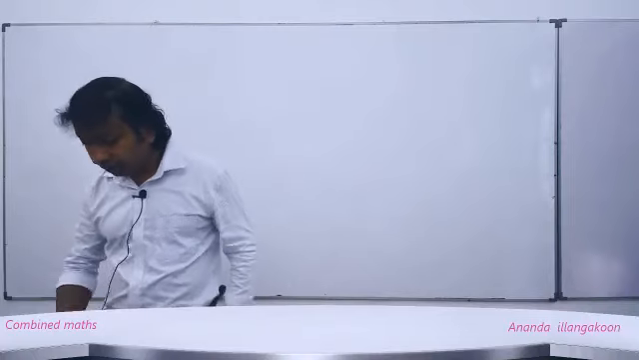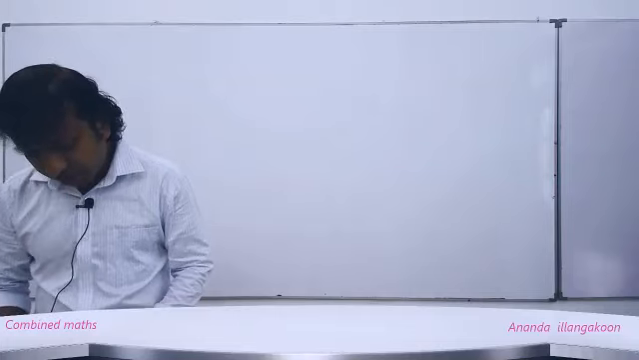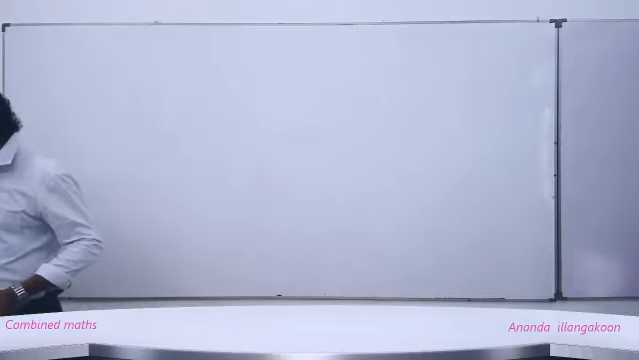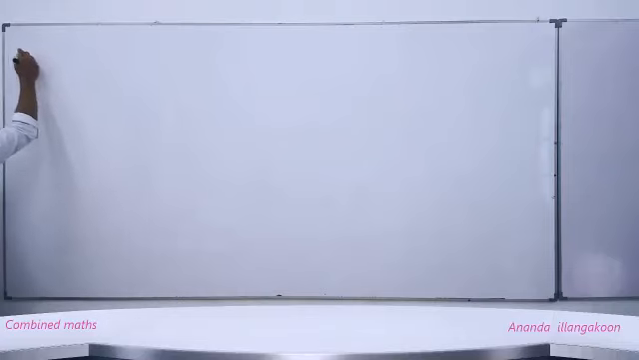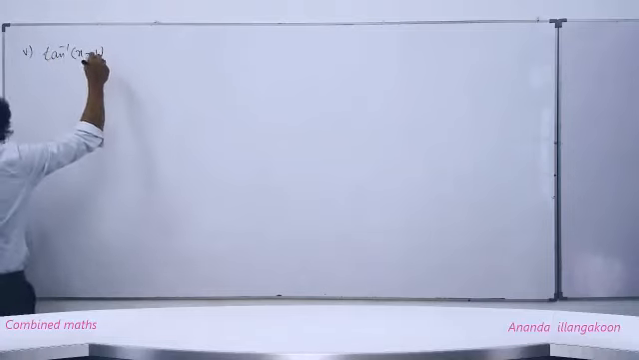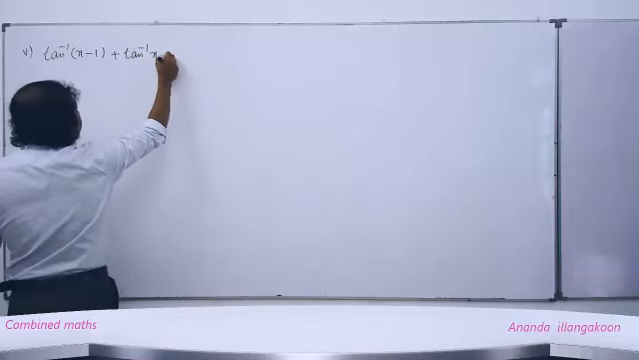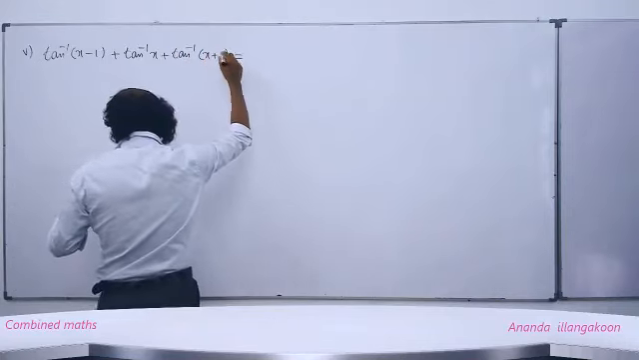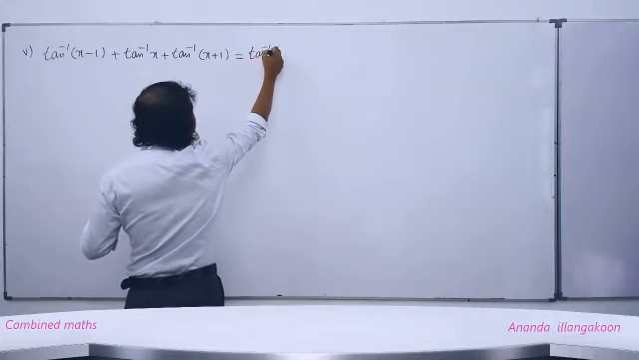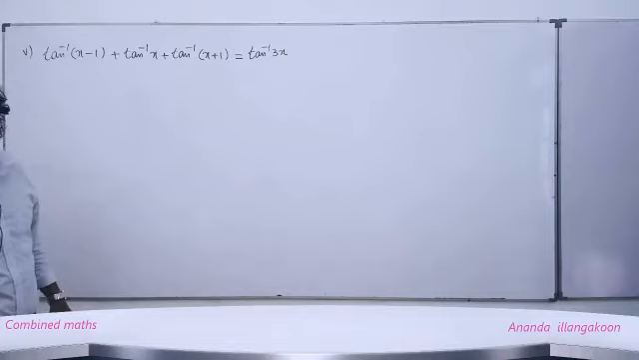Right, people, today, as the first question, I am supposed to take from your tutorial, page number 3 at the top, question number 5. It is the fifth one, asking to solve this: tan inverse (x minus 1) plus tan inverse x plus tan inverse (x plus 1) is equal to tan inverse 3x. Here we have to find this x.